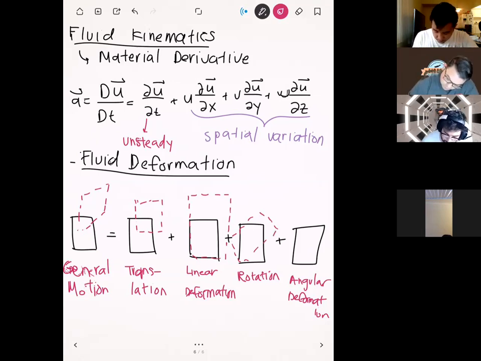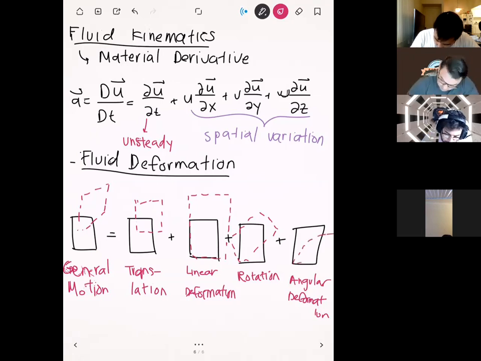Rotation is pretty self-explanatory. For rotation, we're going to take our box and simply rotate it. For rotation, we're not changing any volume or anything like that. We're just rotating it to a different orientation. Okay. And so the last one that we'll go over is angular deformation.